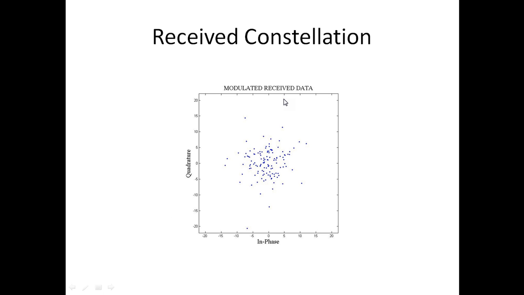This is the received constellation diagram. This is still in the modulated phase. We can see that due to the noise added by the channel, the symbols are scattered all over the place, but using a detector we can segregate them into either the horizontal axis or the vertical axis according to the input modulated constellation.